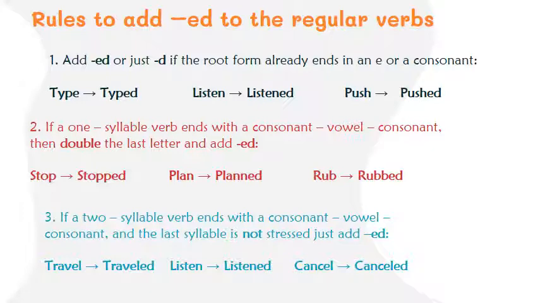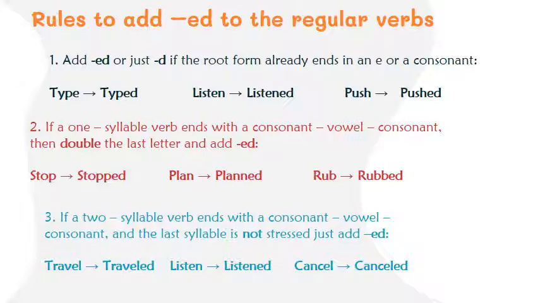Add ed or just d if the root form already ends in an e or a consonant letter. So if the verb already ends with a consonant letter, then I just add ed. But if it ends with e, then I drop the original e and I add ed. I do not keep two e's, like type, typed, listen, listened, push, pushed.